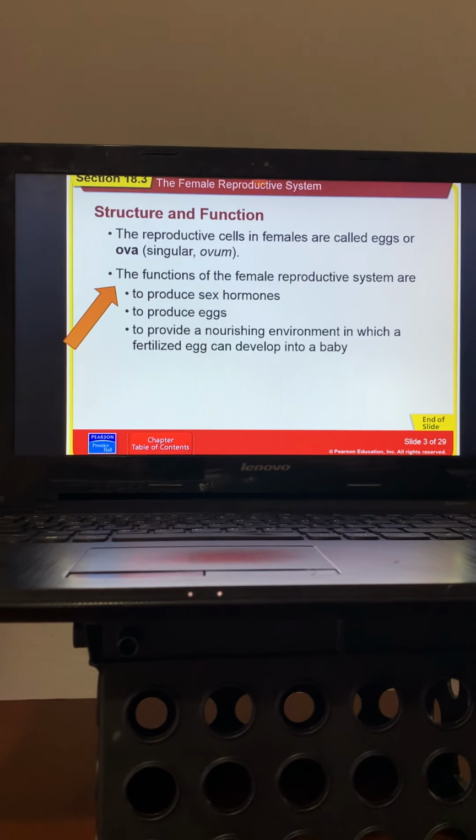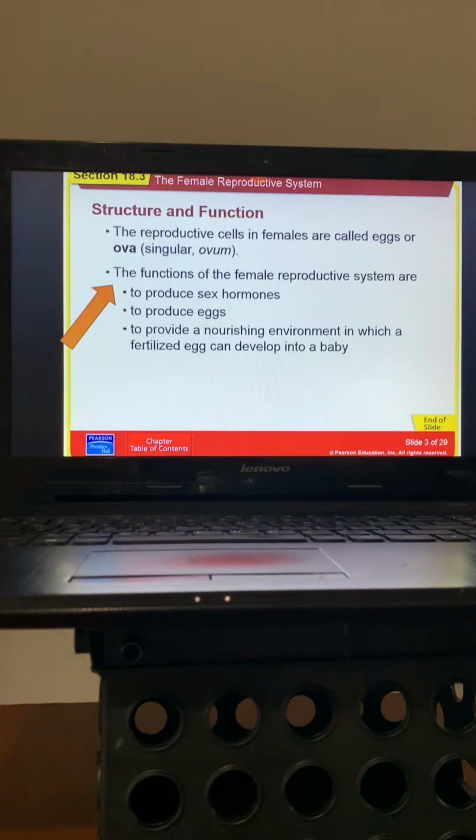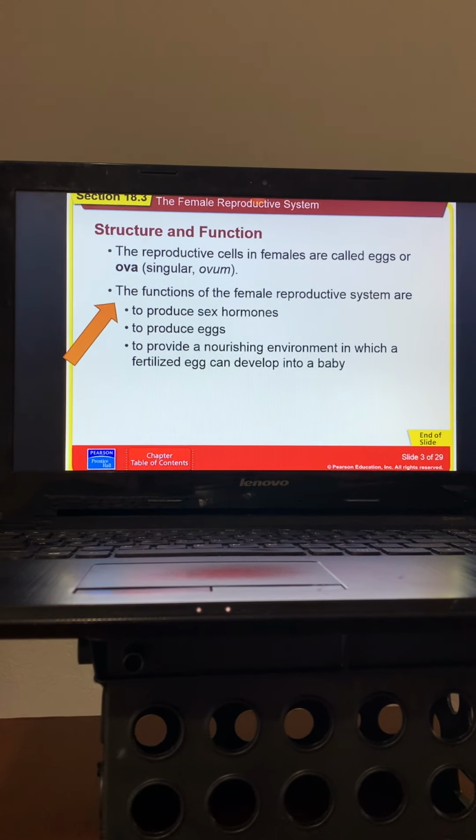All right, it's finally here. We are officially starting our sex ed unit. So here is how it's going to work.